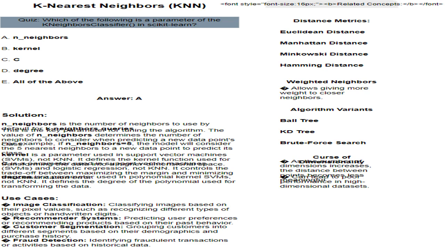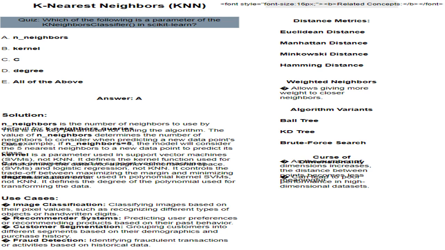Kernel is a parameter used in support vector machines, SVMs, not KNN. It defines the kernel function used for transforming the data into a higher dimensional space. False. Incorrect.